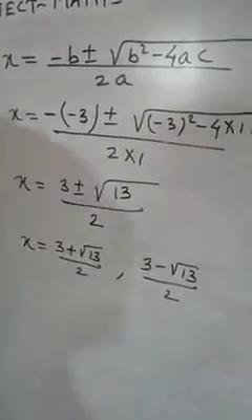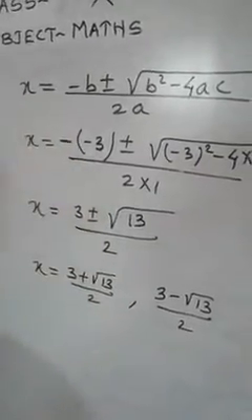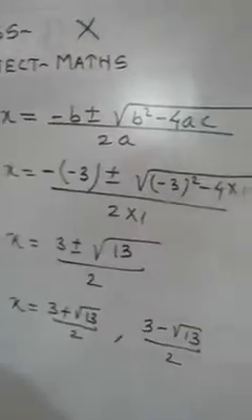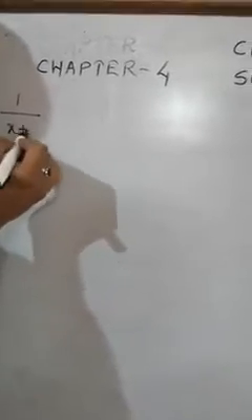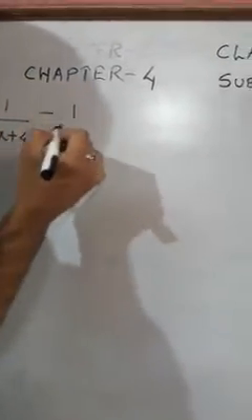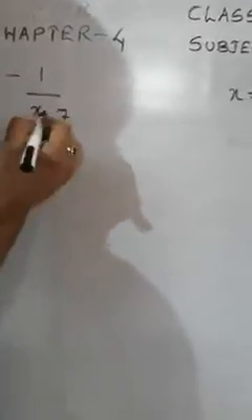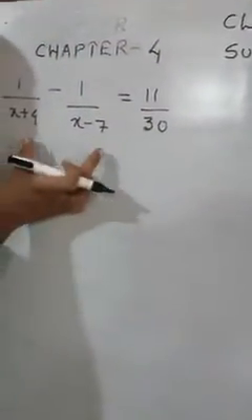Now we take question number 2. In question number 2, it says that we have to convert the equation into the form of a quadratic equation. So first we will see the equation: 1 upon x minus 7 minus 1 upon x plus 4 equal to 11 upon 30. Now we will take the LCM here.